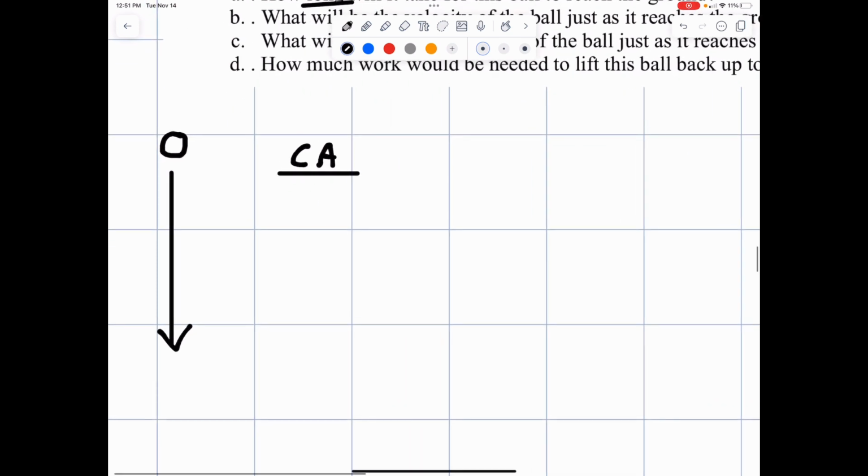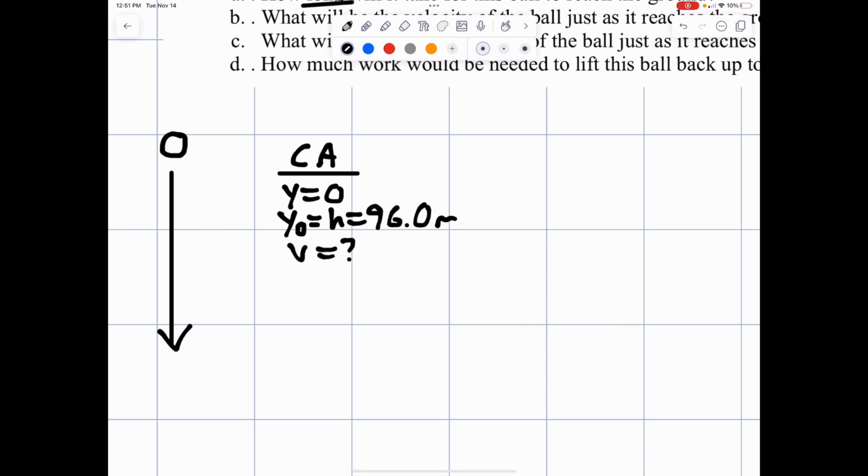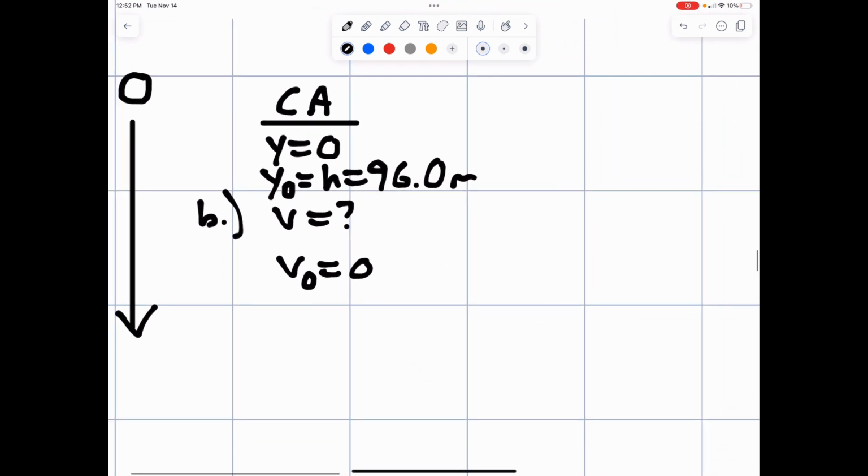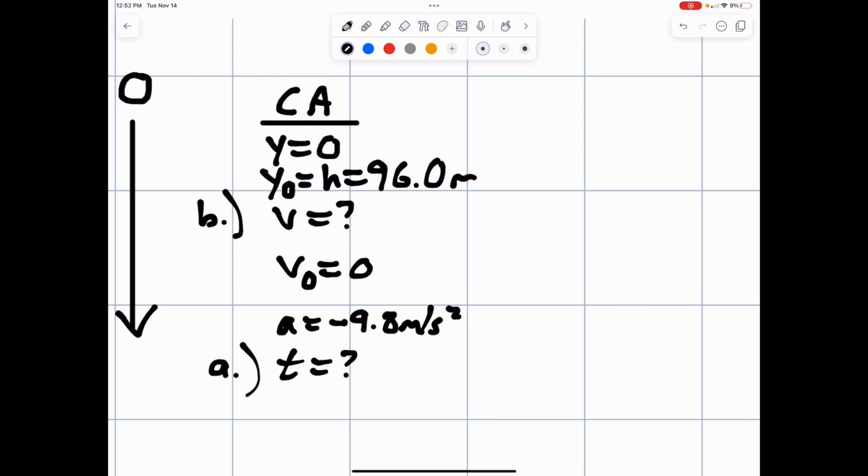Okay, list your stuff. We know that y on the ground is 0. We know y naught equals the height, which was 9.96. We know v, well, actually, we don't know v. That's actually part B. You're looking for the velocity just before it reaches the ground. We know v naught is going to be 0 because of this word right here, dropped. That means it has no velocity to start with. We know the acceleration is due to gravity, so it's going to be negative 9.8 meters per second squared. And we don't know time. That's going to be part A.